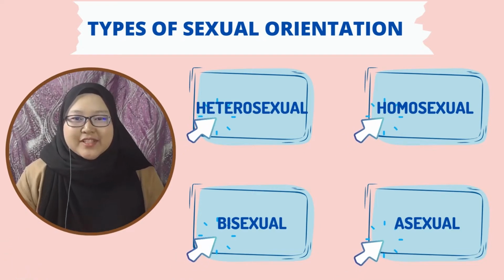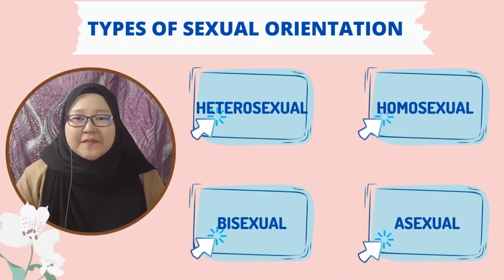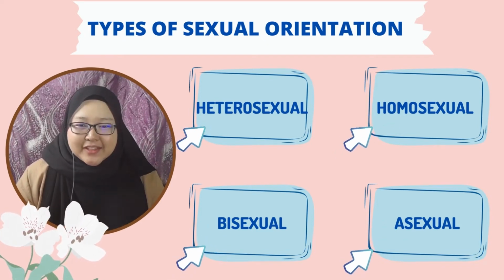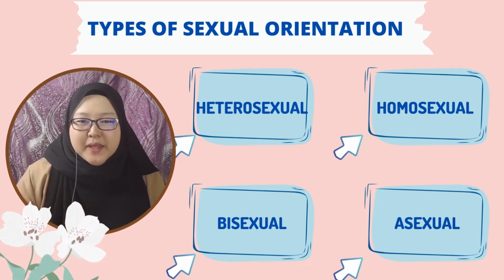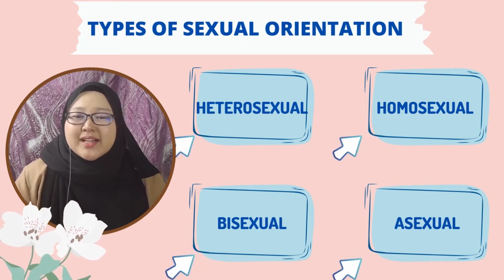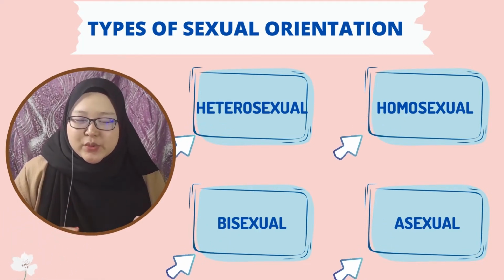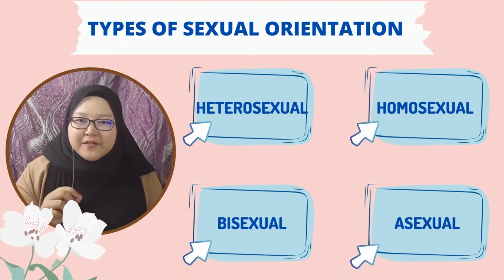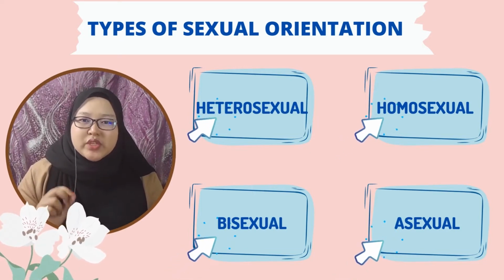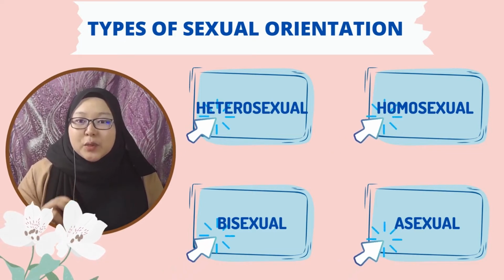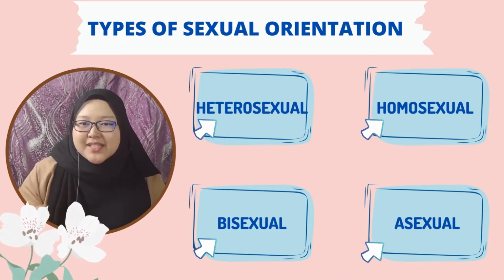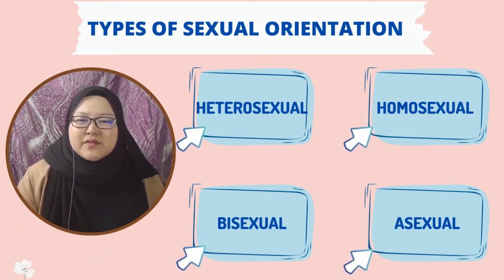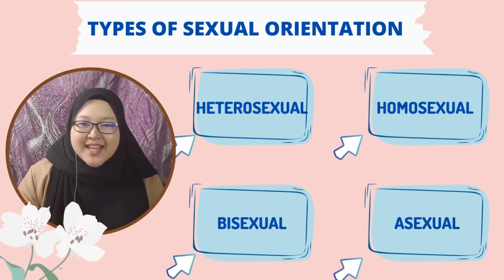First is heterosexuals. Heterosexual people have sexual or romantic feelings for people of the opposite sex. Heterosexual men have sexual or romantic feelings for women, while heterosexual women have sexual or romantic feelings for men. The prefix hetero is derived from the Greek word heteros, which means other of two, or another, different, second. And heterosexuals are sometimes referred to as straight.